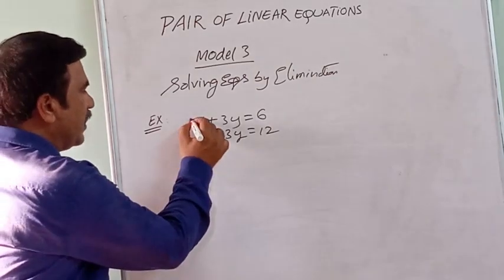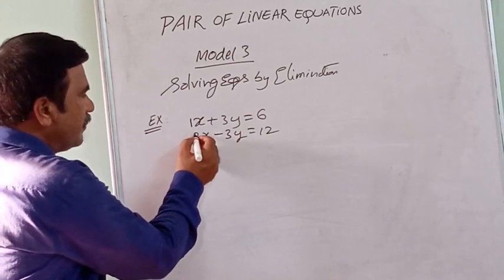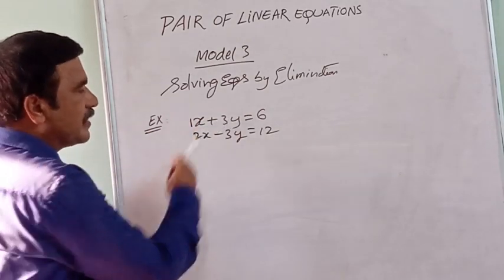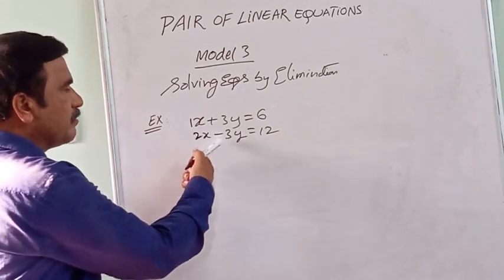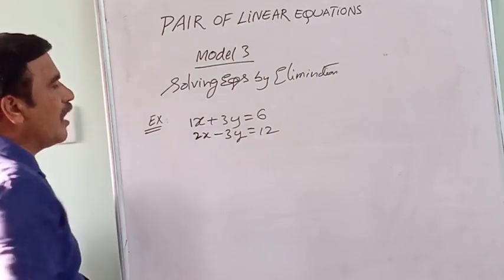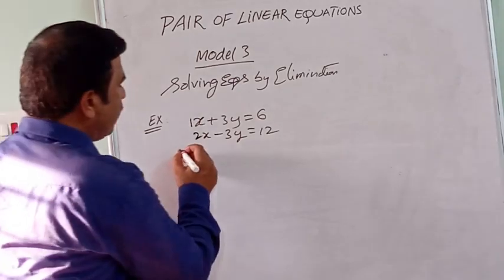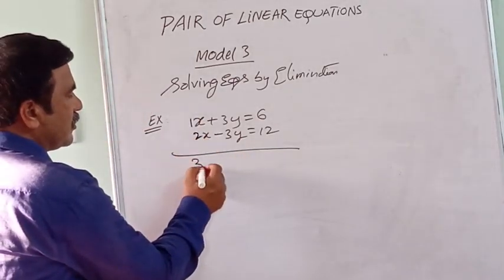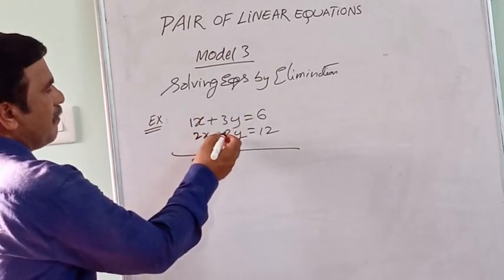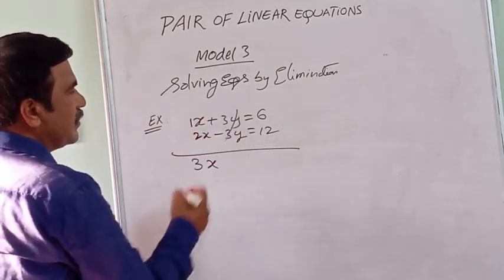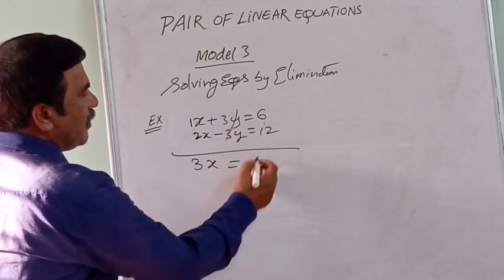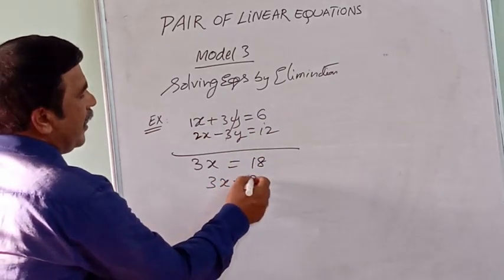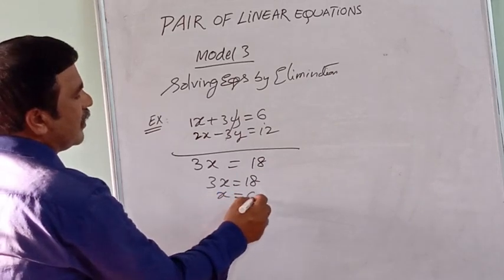See, the x coefficient here is plus 1, the x coefficient here is plus 2. They are not equal. Here the y coefficient is 3, the y coefficient is minus 3. They are equal with opposite signs. Therefore, by adding the equations, 1x plus 2x is 3x, 3y minus 3y is 0y, cancelled, is equal to 6 plus 12, 18. Therefore, 3x is equal to 18, x is equal to 6.